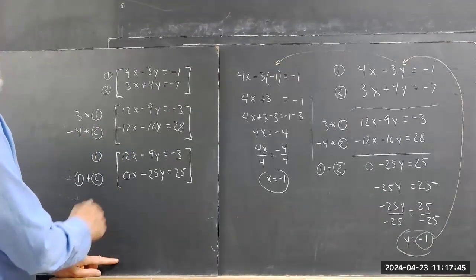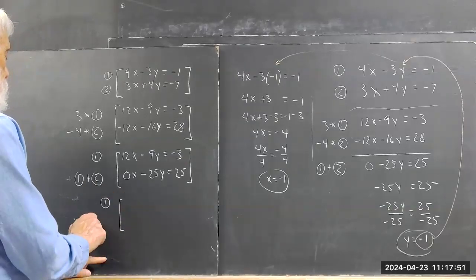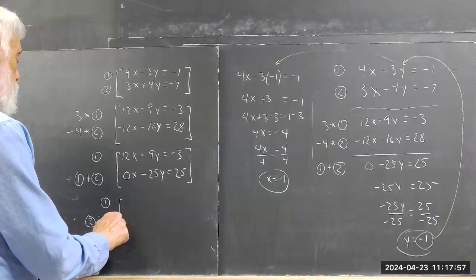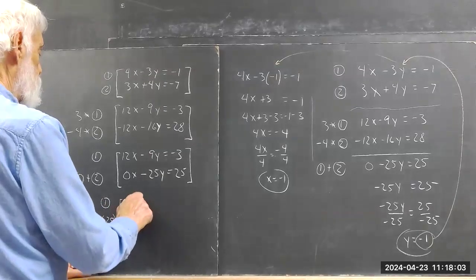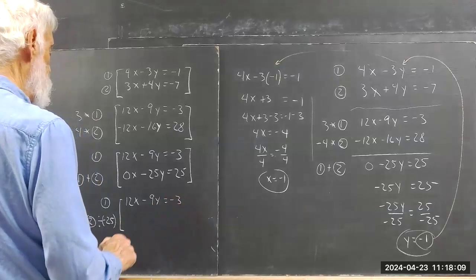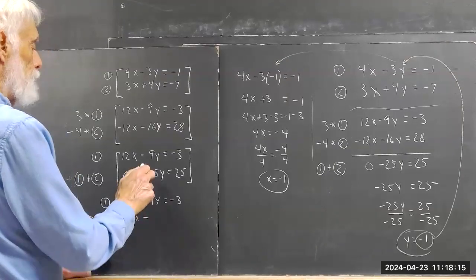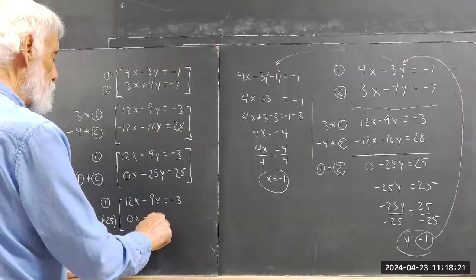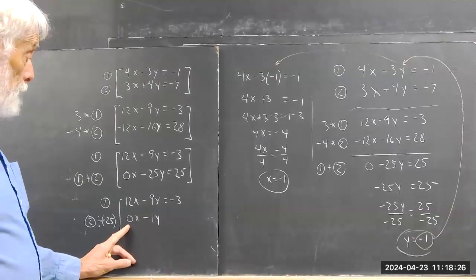Okay, so what I'm going to do next is I'm going to keep equation 1 there, but I'm going to take equation 2 and divide it by -25. So I've got 12x minus 9y equals -3, and 0x minus what? Well, no, -25y divided by -25. Well, -25 divided by -25 is 1. A lot of times we'll just write down y, but I'm going to write down the 1, just like I'm writing down the 0 here.